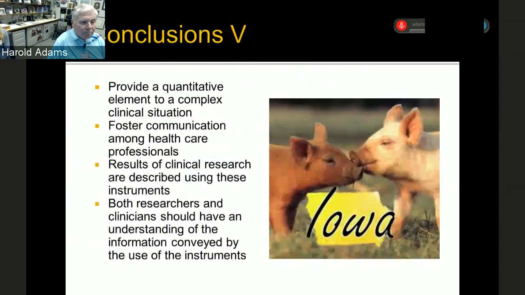Excellent. So in conclusion, we can provide a quantitative element to a complex situation using a scale. A scale score fosters communication among healthcare professionals. It will give you a way to describe your results in a way that is clinically meaningful. Hopefully, at the end of your trial, when you show your results using scales, both the researchers and clinicians will have an understanding of what these scores mean in these instruments.